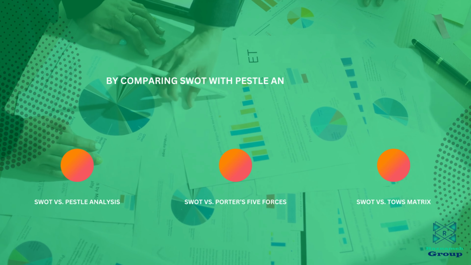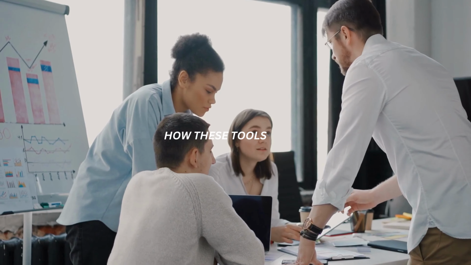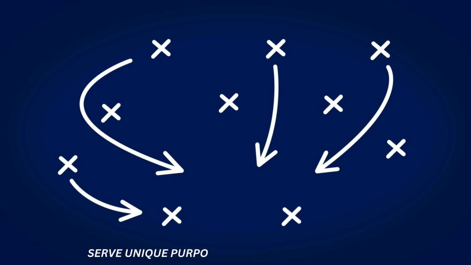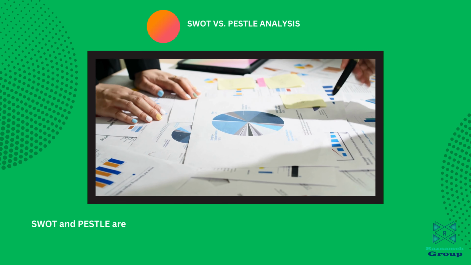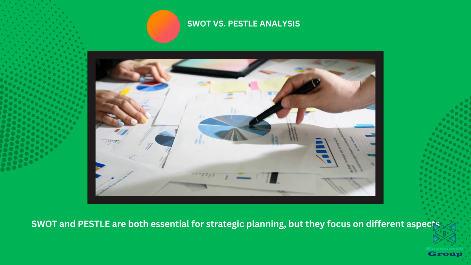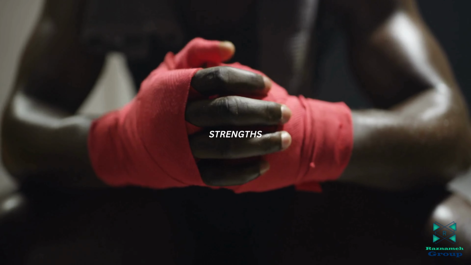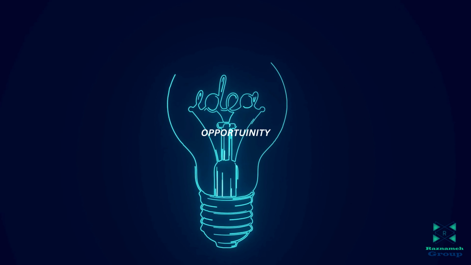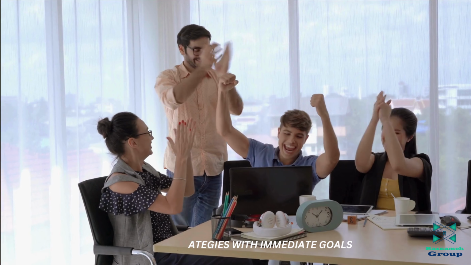By comparing SWOT with PESTLE analysis, Porter's 5 Forces, and the TOWS matrix, we can better understand how these tools differ, complement each other, and serve unique purposes in strategy formulation. SWOT versus PESTLE analysis. SWOT and PESTLE are both essential for strategic planning, but they focus on different aspects. SWOT analysis evaluates both internal factors, like strengths and weaknesses, and external influences, such as opportunities and threats. This makes it highly practical for aligning strategies with immediate goals.